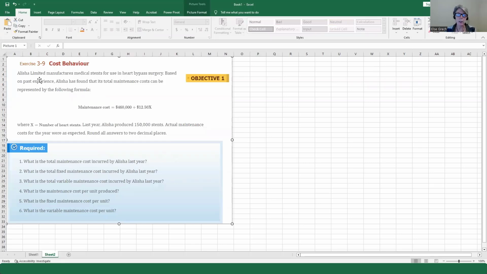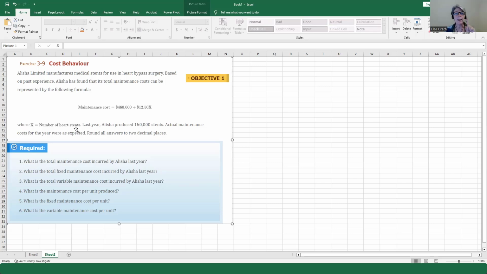We've got Alicia Limited, which manufactures medical stents for use in heart bypass surgery. Based on past experience, Alicia has found that its total maintenance costs can be represented by the following formula. So we recognize this formula right away. This is a cost formula. It says that the total maintenance cost is equal to $460,000 plus $12.50 multiplied by X, where X is the number of heart stents.